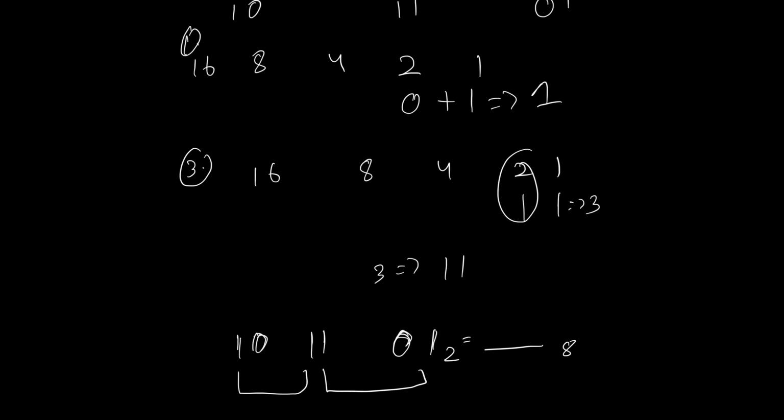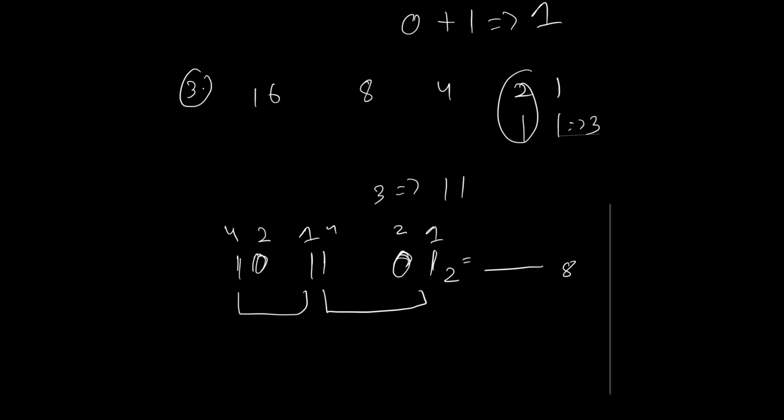Again, I'm going to write the table up top: 1 2 4, 1 2 4, right? What is 4 plus 1? 5. What is 4 plus 1? 5. You get the answer 55.